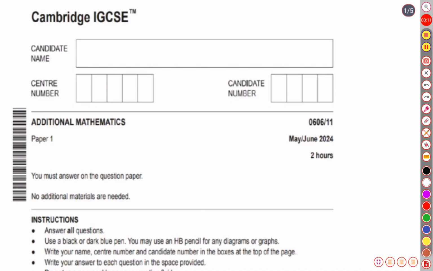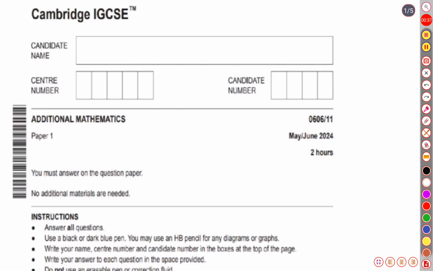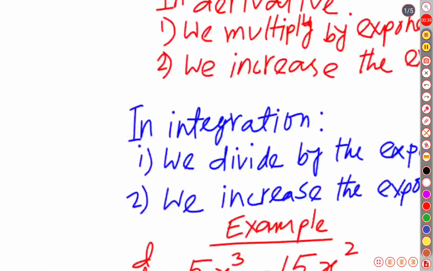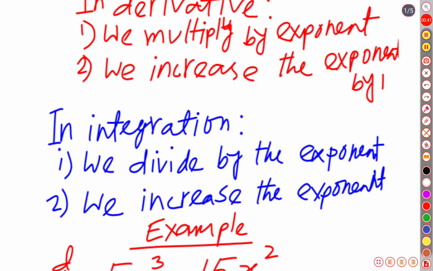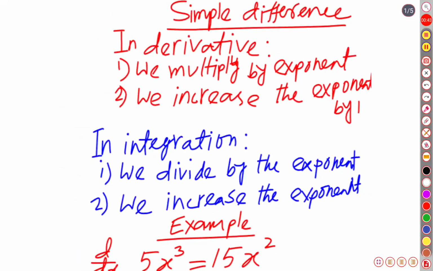In the previous video, we learned how to differentiate functions, and today it is the turn of learning how to integrate a function. Initially, I can explain the difference between differentiation and integration in brief. I have written some words in favor of the difference. Let's see what these are. Simple difference.